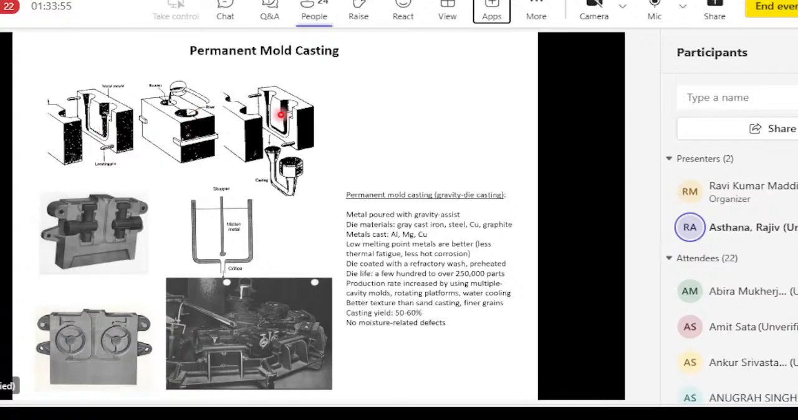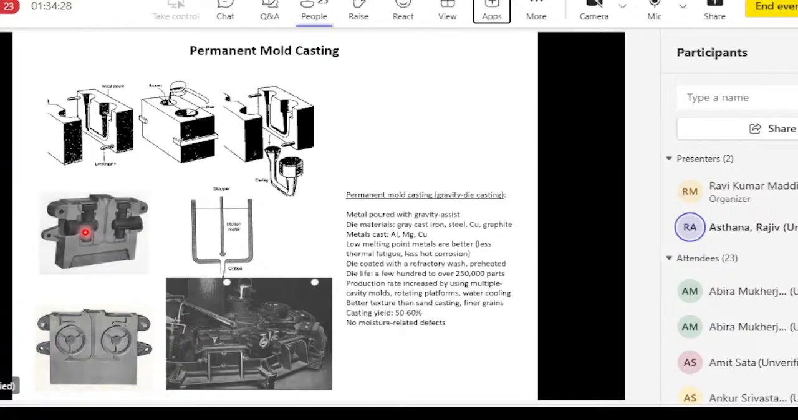You assemble the die, pour hot metal. When the metal solidifies, you get your casting. So this die can be used multiple times. Typically a few hundred to over 250,000 parts can be made using the same set of dies. So die life is pretty long, and it can be further increased by applying some refractory wash or coating to reduce hot corrosion when hot metal is poured. So a lot of different things can be done to increase the life of the die.